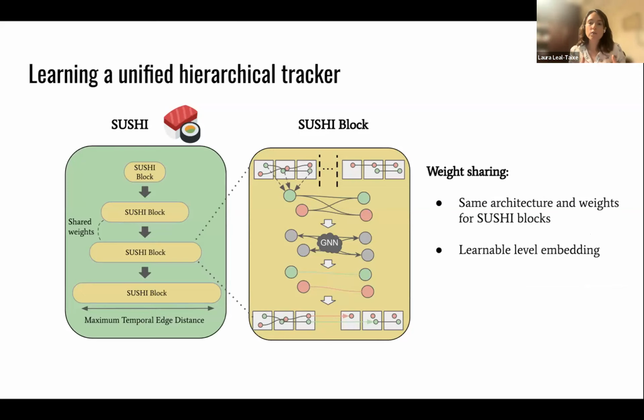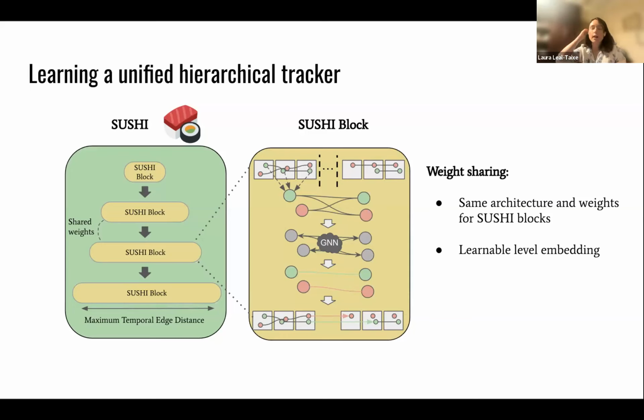Now, as I've said, one of the cool things is that we're not going to have 9 Sushi blocks, each with their own weights, and have this huge model, but we're going to have exactly the same architecture, exactly the same weights that are shared at each hierarchical level. And so what is cool here is that we have a model that is not really huge, but that at each level is going to learn which features to use, right?